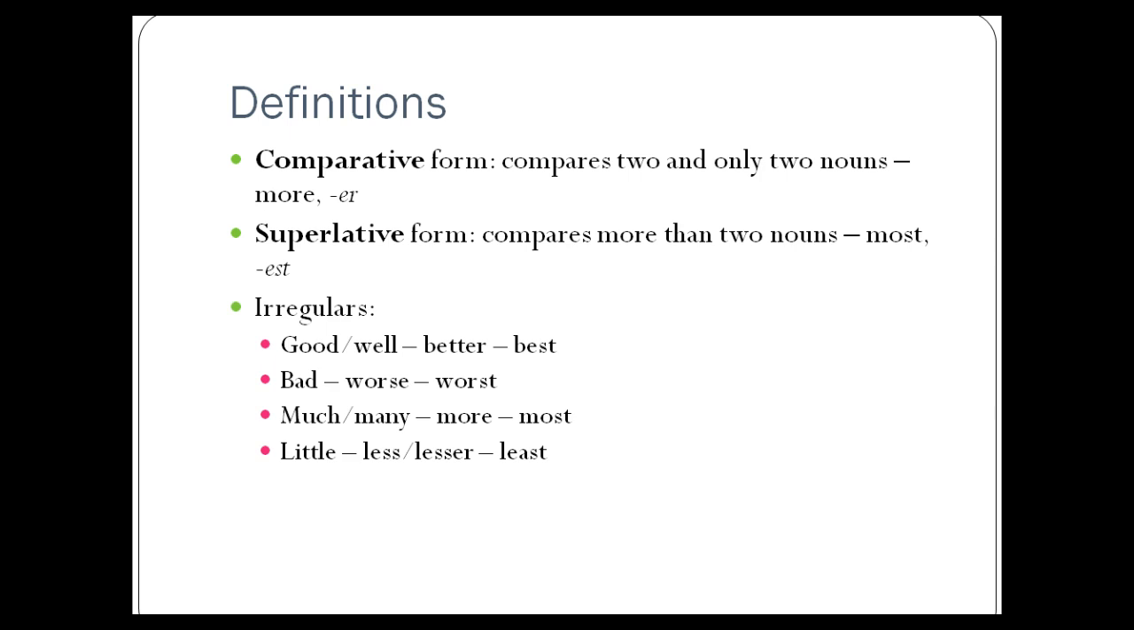Some examples, as I mentioned, good and well both become better or best, which is partly the explanation we have for why good and well are so often confused. Bad becomes worse or worst, much or many, depending how you're applying that in a sentence. It becomes either more or most, and little can become either less or lesser, depending on your application, as well as least would be the superlative form.